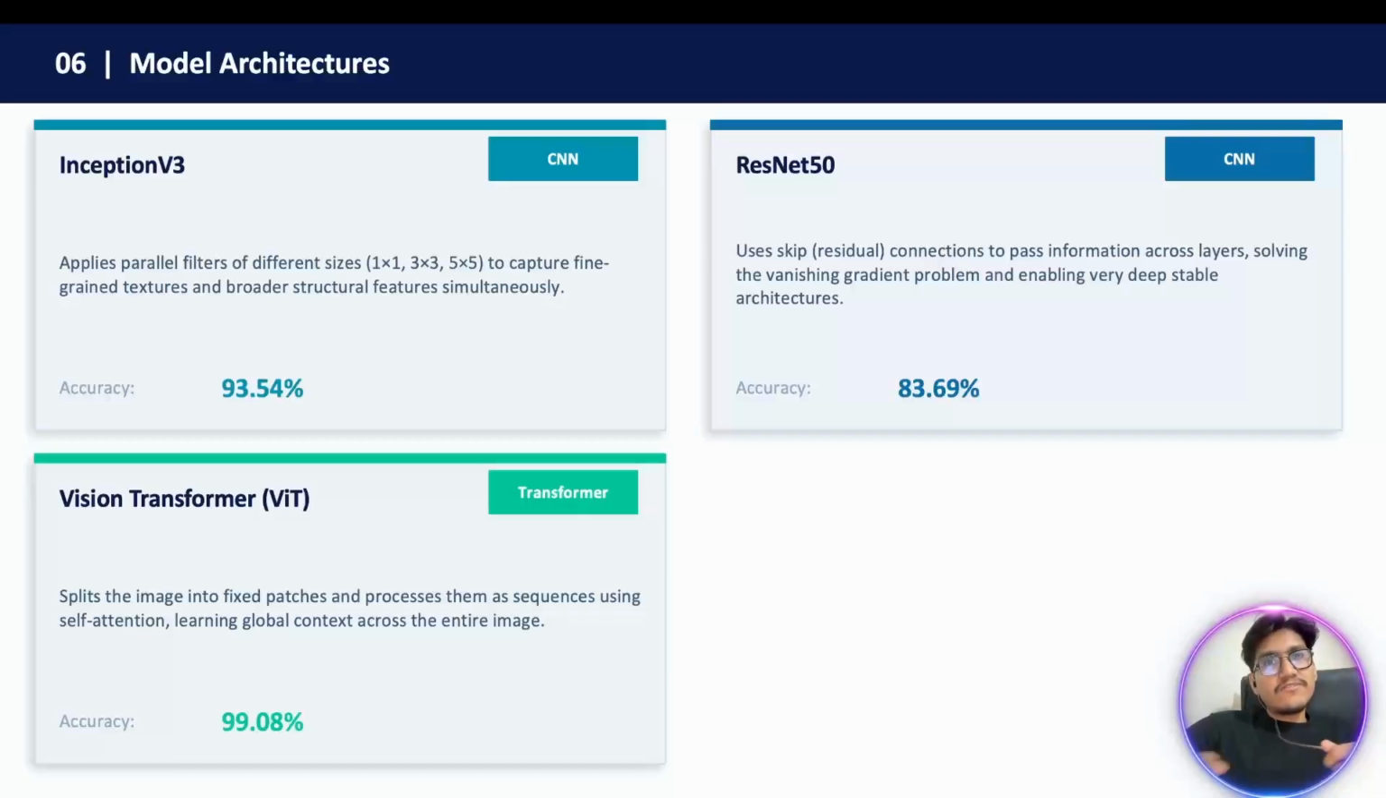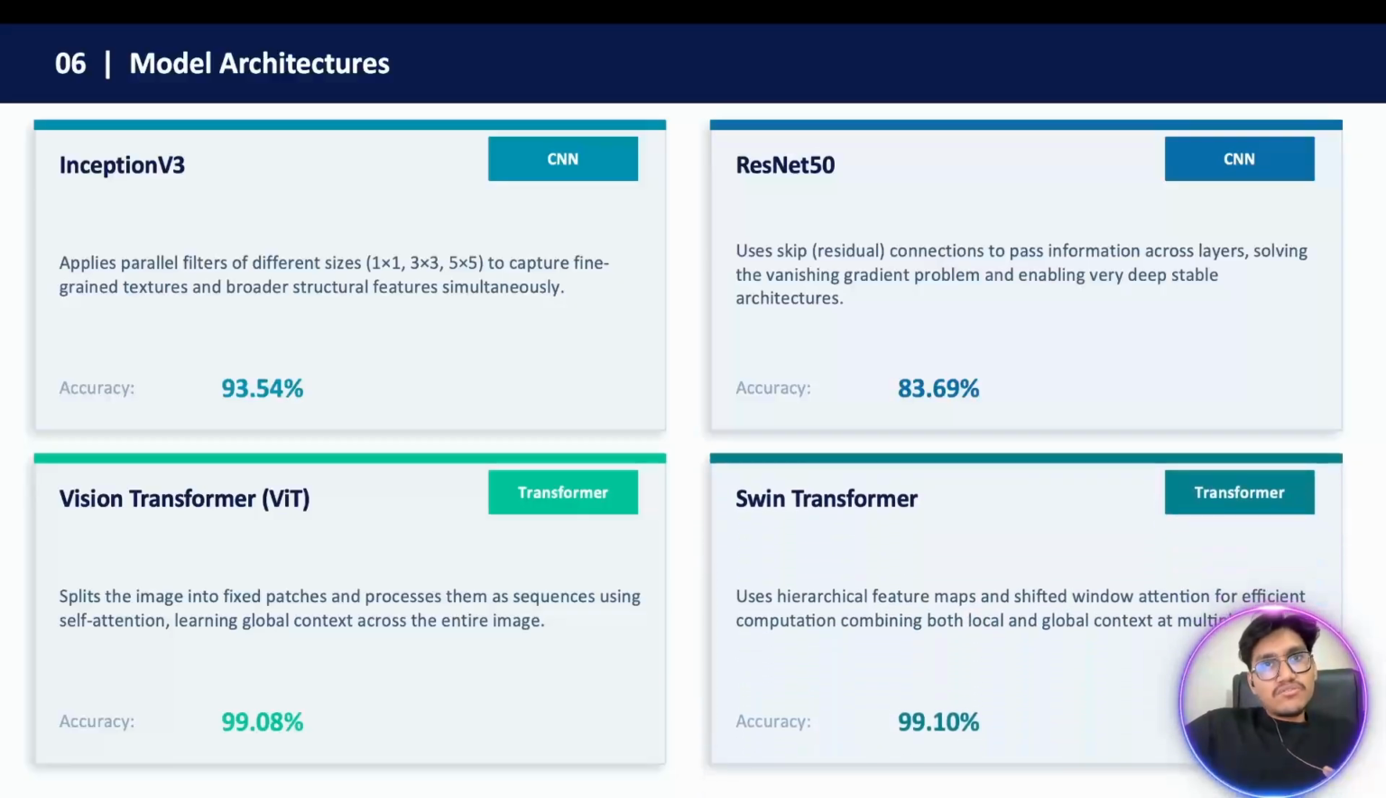It works by dividing an image into a fixed grid of patches, for example, let's say 16 by 16 pixel patches, and treating each patch as a token, similar to a word in a sentence. These patch tokens are then processed by a standard transformer using self-attention, which allows each patch to directly attend to and communicate with every other patch in the image. This means it can capture global context across the entire image in a single layer. Its accuracy in this study was 99.08%, a dramatic improvement over the CNN models.